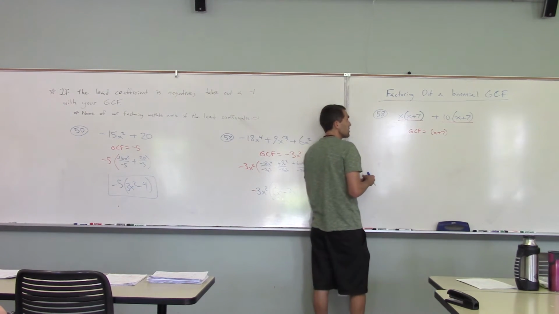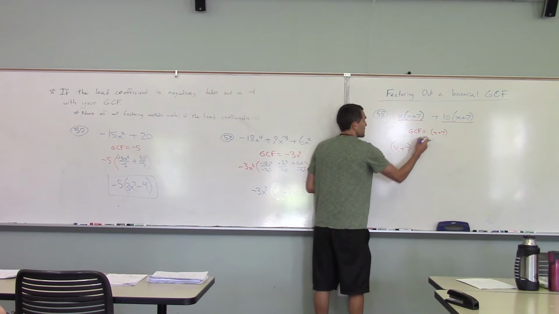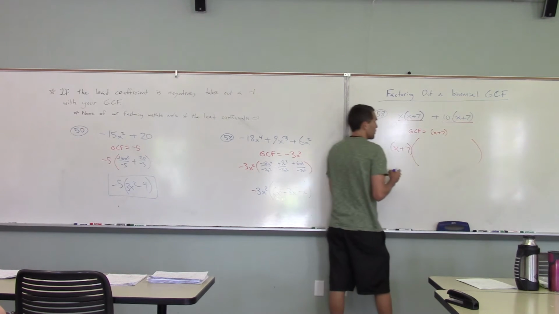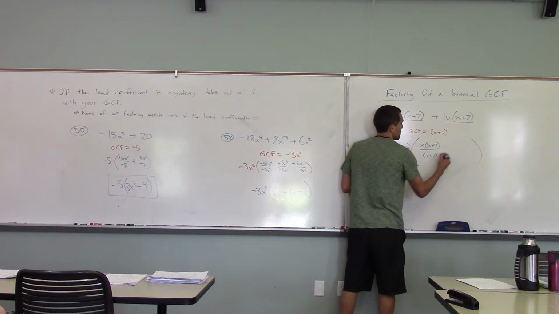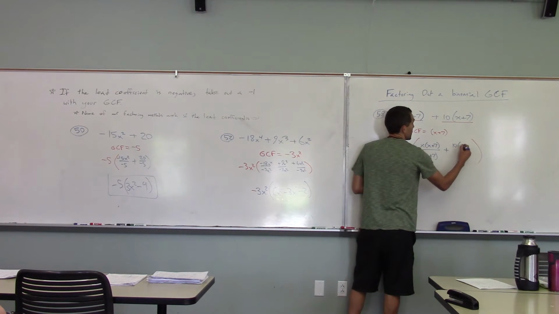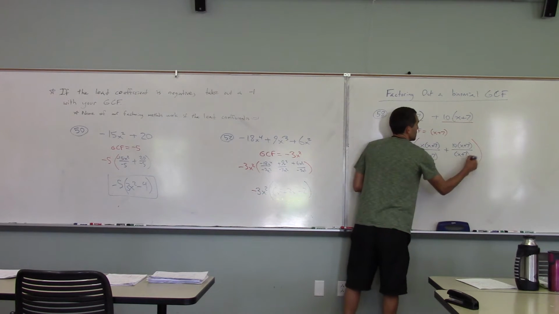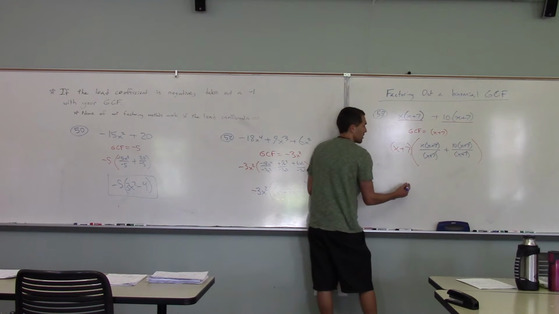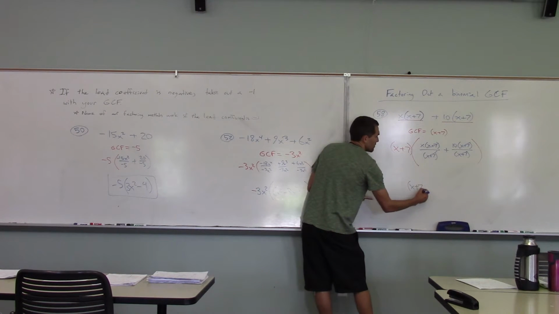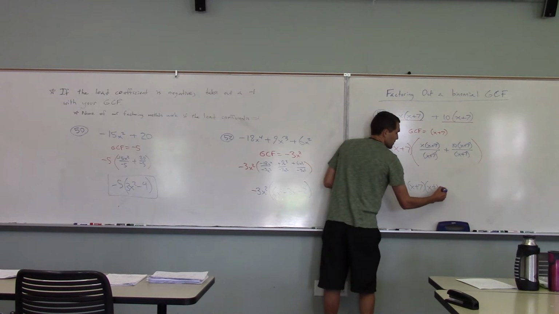So we could take out the GCF, and we could say, alright, x plus 7 comes out front times what's left over. Well, here's x times (x plus 7) over (x plus 7), and then plus 10 times (x plus 7) over (x plus 7). So look, cancel that out, and we're left with x plus 7 times x plus 10. Exactly.